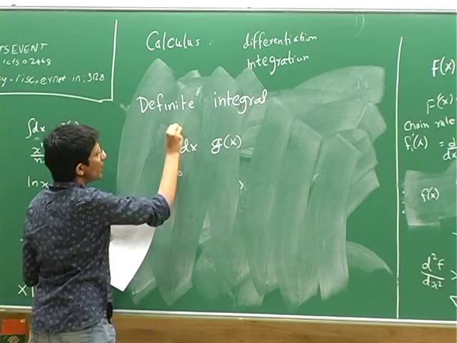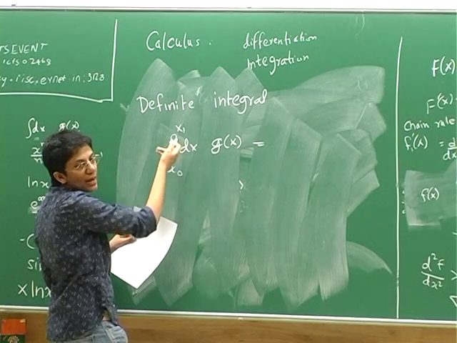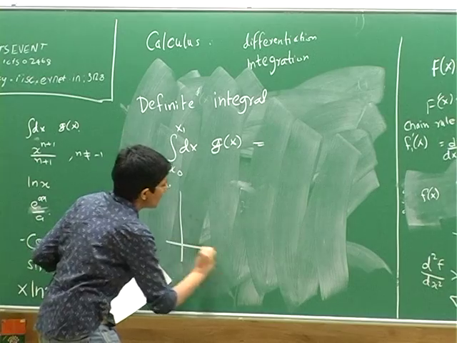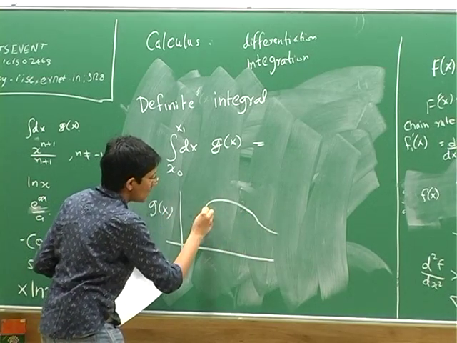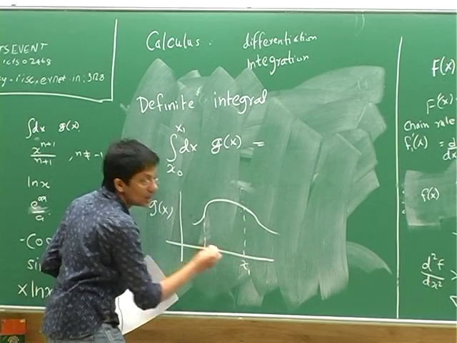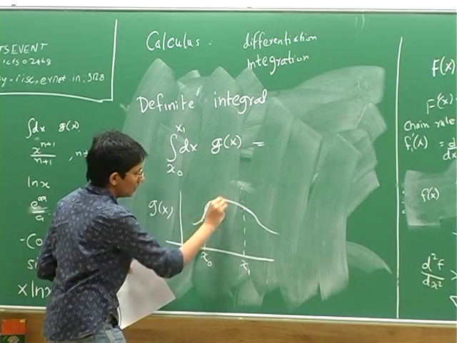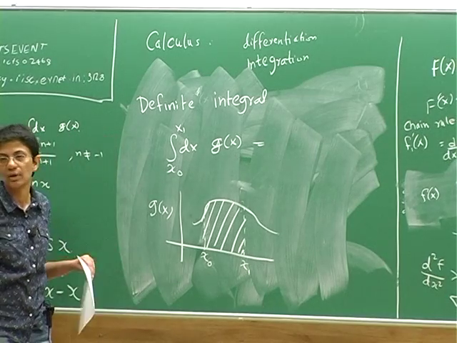From limit x0 to x1. Okay, so I'll get some answer as a number in terms of x1 and x0. And the interpretation of that is that if I had this function g of x, some arbitrary function, and from x0 to some value x1, this integral gives me the area under the curve. Okay, that's the meaning of this integral.